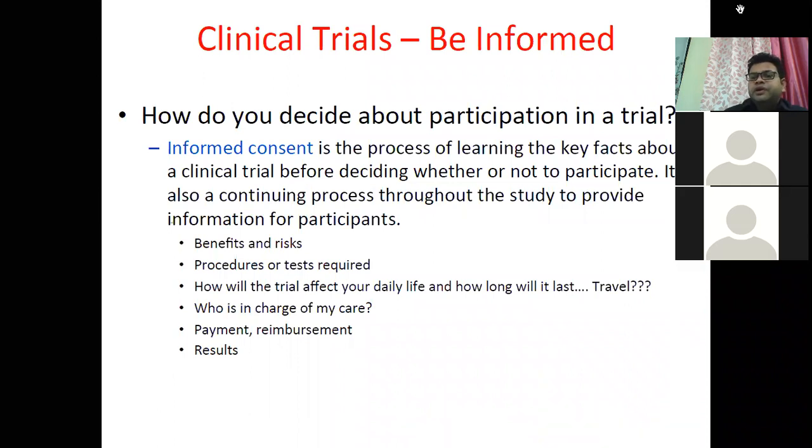And data confidentiality is also important. The data is confidential, and it will not be leaked without the consent of the participants.